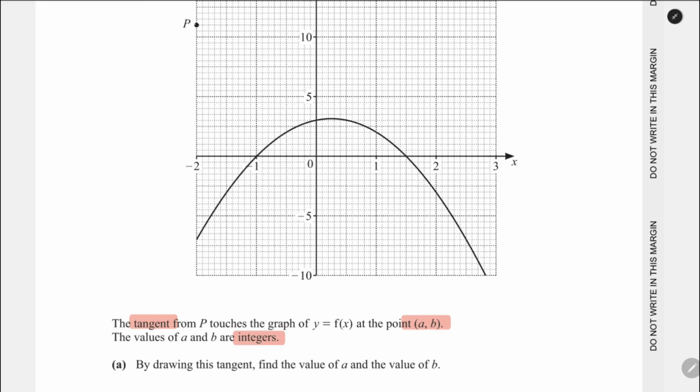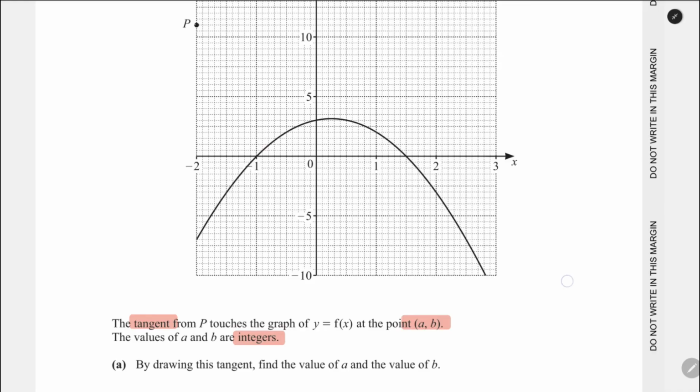You need to remind yourself, what is an integer? An integer is a positive or negative whole number. This particular point is going to have a pair of coordinates, x and y, because you know it's on the grid. Both of them must be integers, positive or negative whole numbers. So we have been told that by drawing this tangent, we should find the values of a and b.